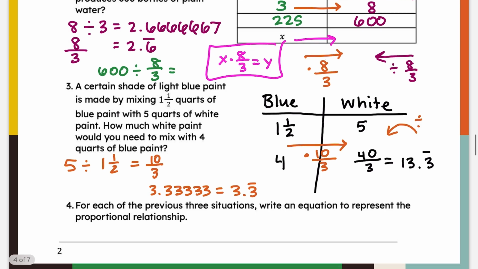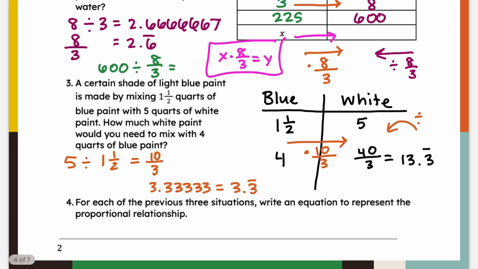For question 3, I haven't given you any labels at all, so it's a good idea to get in the habit of thinking about this. I could continue to use x and y, but since we're dealing with blue and white, we can also get creative and decide to use b for blue and w for white, in which case we would have the equation b is multiplied by 10/3 and is equal to the amount of white paint, or w. That would be our equation for our third situation.